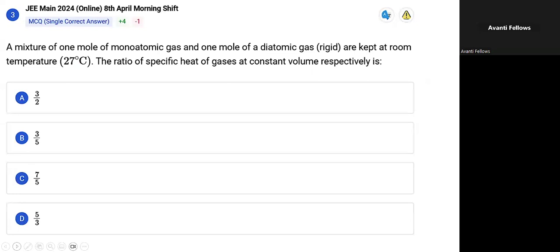A mixture of 1 mole of monoatomic gas and 1 mole of diatomic gas, which is rigid, are kept at room temperature, which is 27 degrees Celsius. The ratio of specific heat of a gas at constant volume respectively. So try to solve this question. I'm giving you 1 minute to solve this. After that, I'll be solving this part.